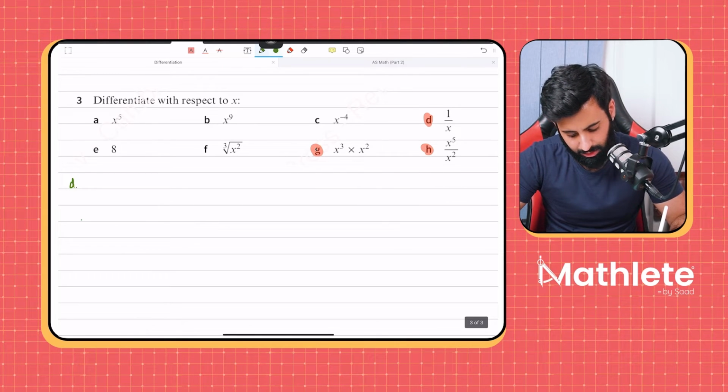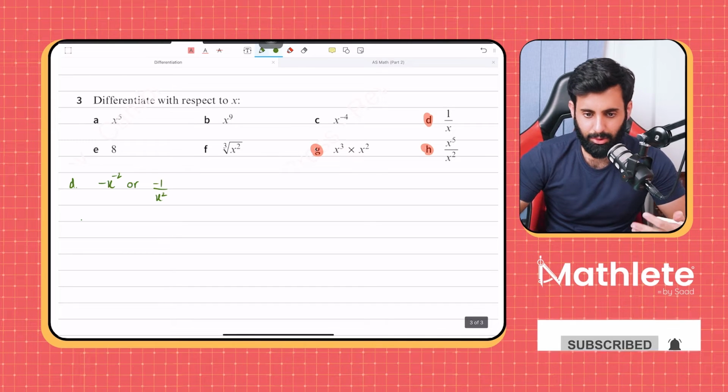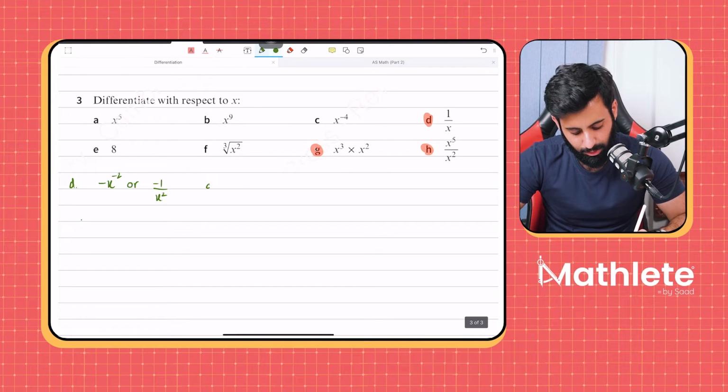Okay, so I'll write down the answer. Answer to part D is minus x to the power minus 2. Or if at the back you see the answer written like this, don't freak out. Don't think that either you're wrong or the answer at the back is wrong. They're both correct. Just two different ways of writing the same answer.